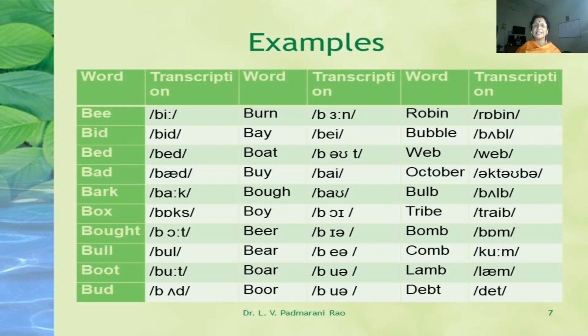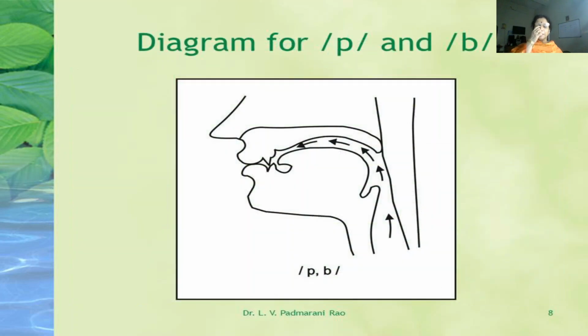Note that t is accented and t is aspirated here, whereas k is not. B-U-L-B, bulb. T-R-I-B-E, tribe. T is aspirated. B-O-M-B, bomb. C-O-M-B, comb. L-A-M-B, lamb. And D-E-B-T, debt. B is silent here. Very nice. Look at this diagram.